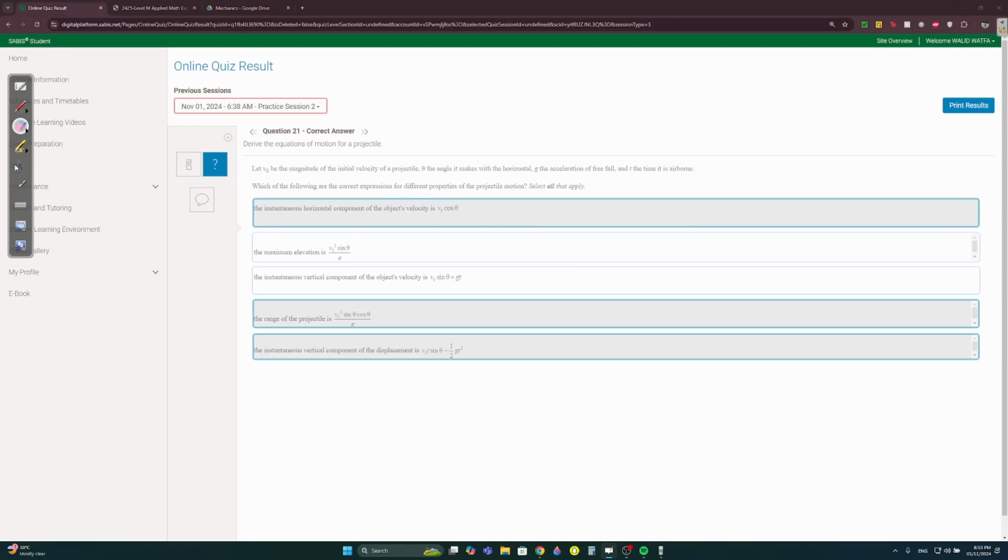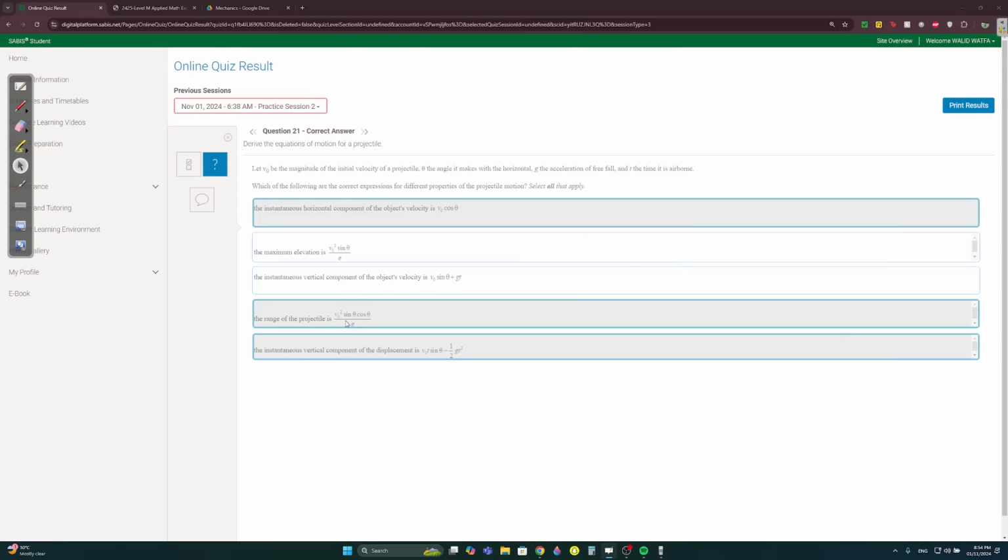The maximum elevation, the maximum height, is it V node squared sine theta over g? No, it should be V node squared sine squared theta over 2g. This is wrong. The instantaneous vertical component of the object's velocity, so V node y, is it V node sine theta plus gt? No, we said the V node y is V node sine theta.